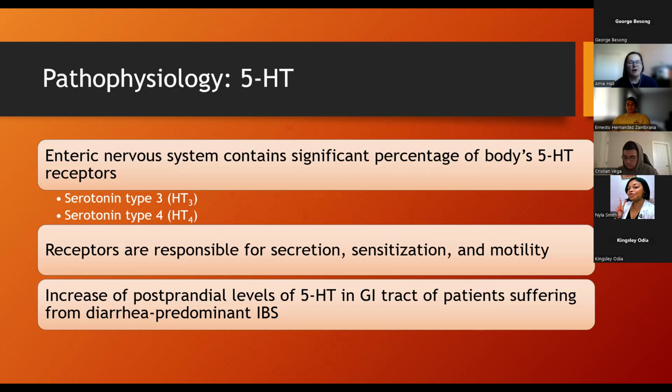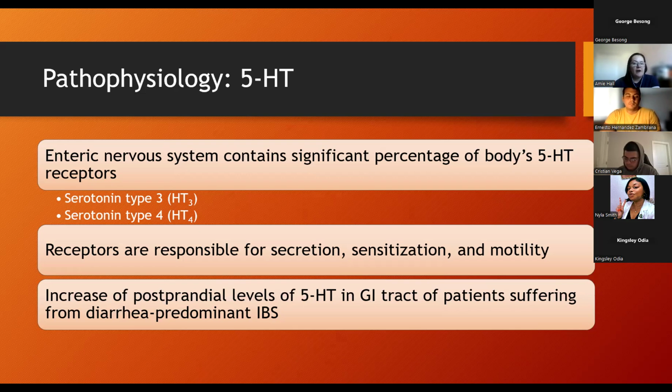And this is probably where the phrase brain-gut connection comes in, because serotonin is not just associated with our mental health functions, but it's also associated with our gut function. So the brain-gut connection is saying if our mental health is not well, our gut is not going to be well, and kind of vice versa. These serotonin receptors are responsible for secretion, sensitization, and motility of the GI tract.